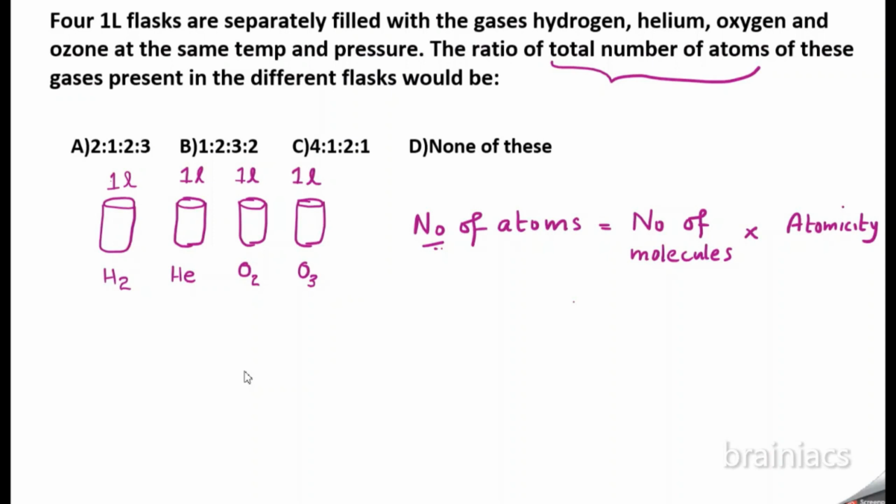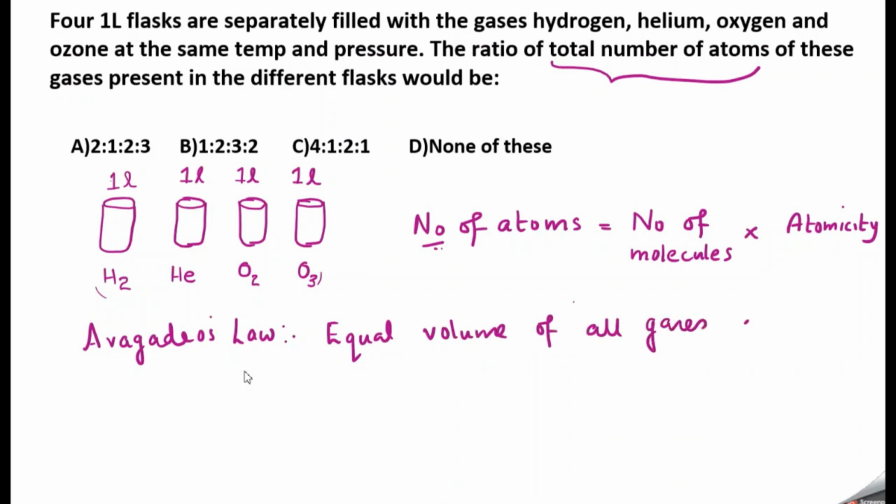So assume that all these are 1 liter flasks, and all these are gases. Hydrogen is a gas, helium is a gas, O2 is a gas, and ozone is a gas. We know from Avogadro's law, what is Avogadro's law? Equal volume of all gases contains equal number of molecules. Equal volume of all gases contains equal number of molecules.